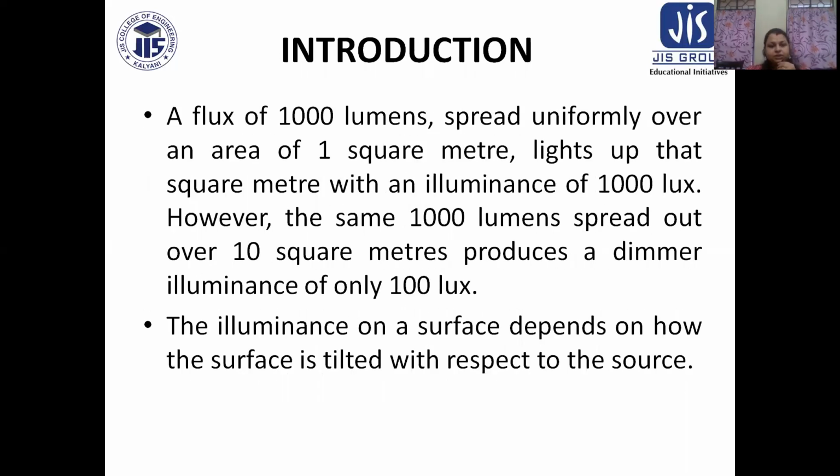If flux of 1000 lumens spread uniformly over an area of 1 square meter lights up that square meter with an illuminance of 1000 lux. However, the same 1000 lumens spread out over 10 square meters produces a dimmer illuminance of only 100 lux. So the illuminance on a surface depends on how the surface is tilted with respect to the source.